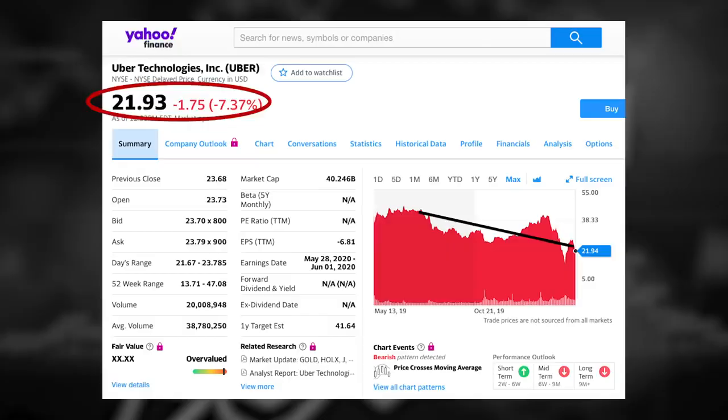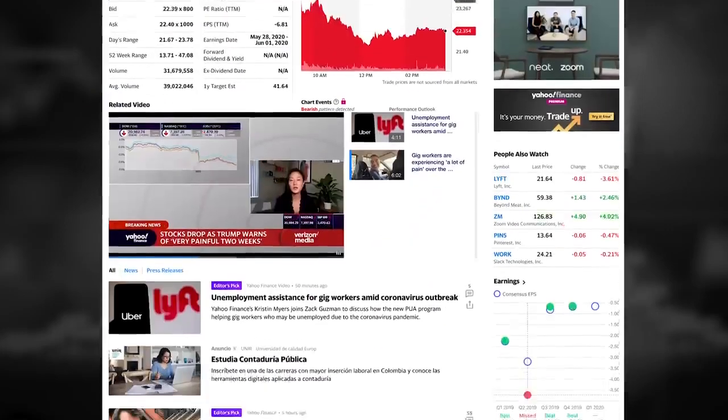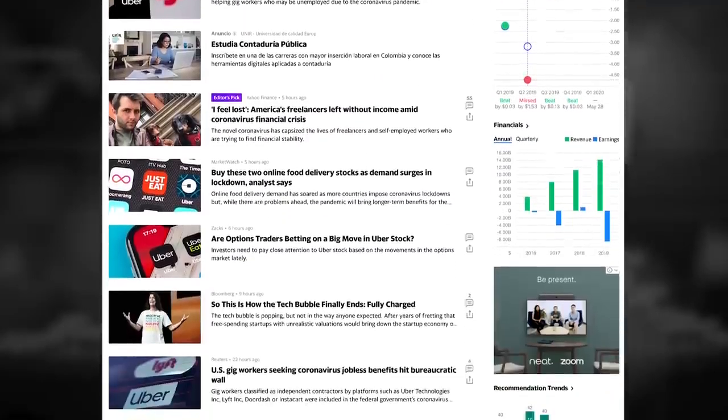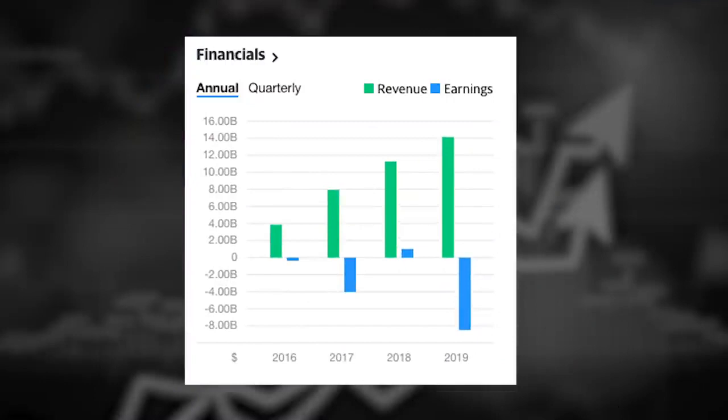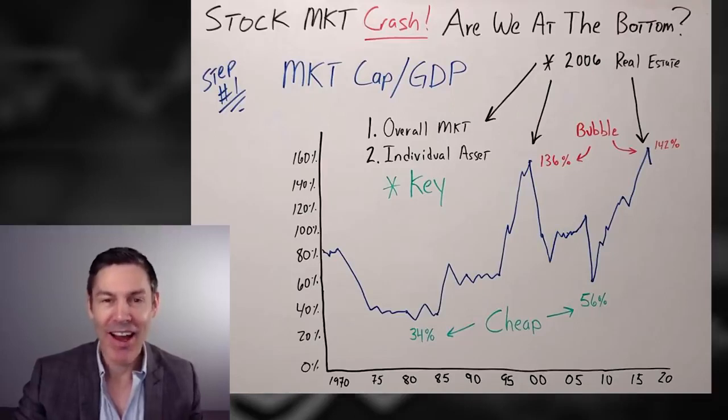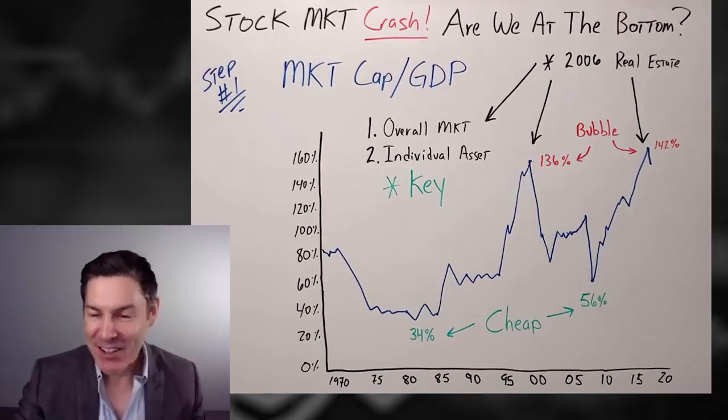Think again. Look at its earnings per share, minus $6.81. And if we scroll down further on the right, look at their earnings. They had $14 billion of revenue in 2019, and they lost $8.5 billion. How? How is it possible to incinerate that much money?